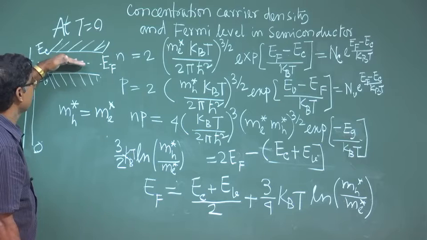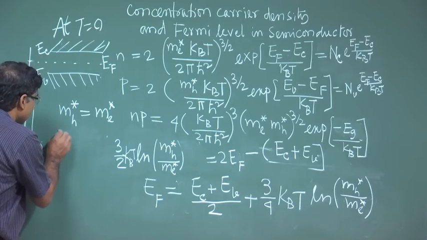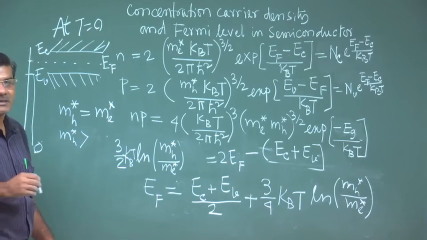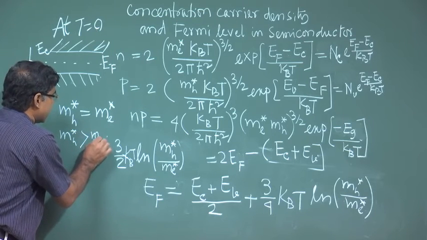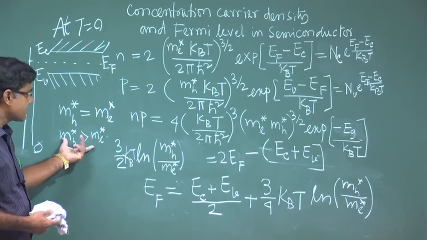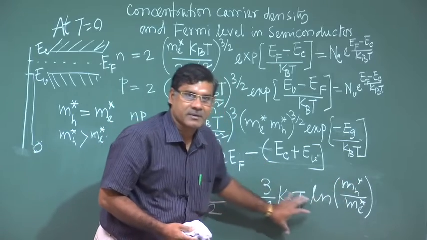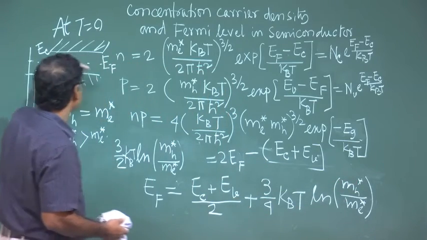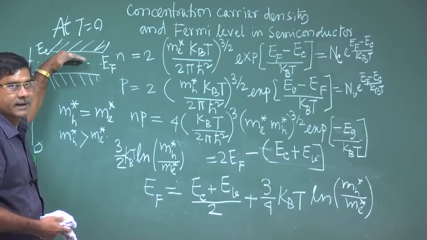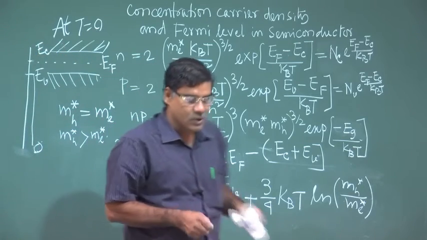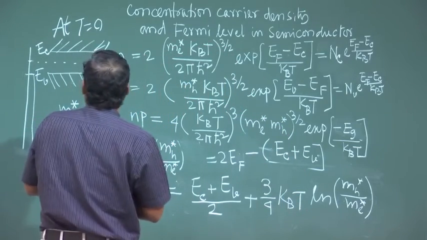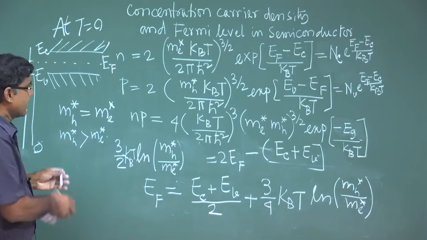So for all temperatures it will be in the middle, but generally they are not equal. The effective mass of hole is slightly higher than the effective mass of electron, so it will contribute, it will add some small value, so it will be slightly up. So for the intrinsic case, the Fermi level is more or less at the middle of the band gap, okay. So this is fine.